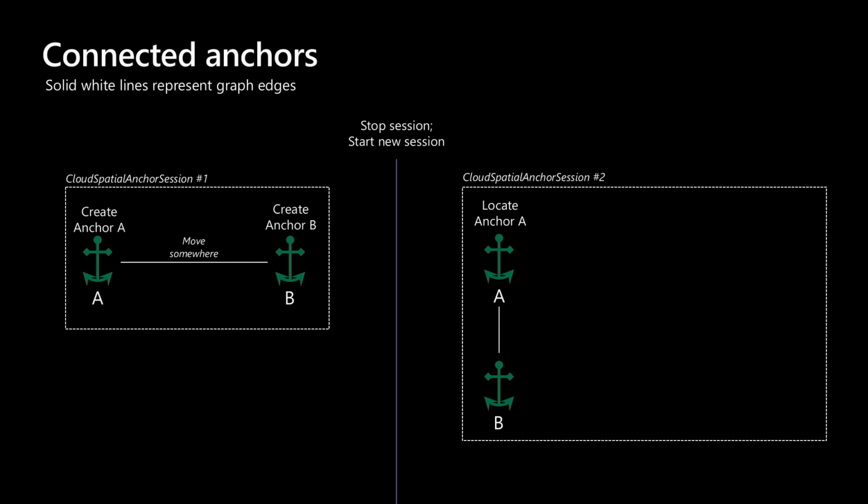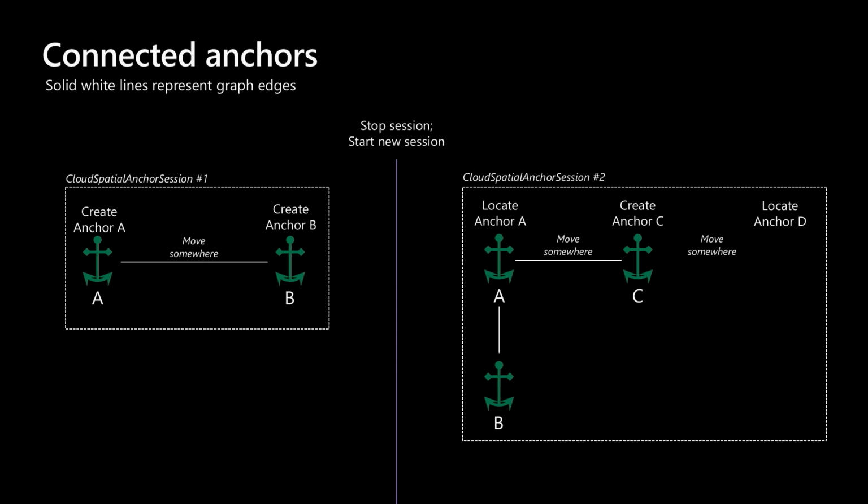If we then move somewhere and create anchor C, A and C will now be connected. They'll be connected because we knew the location of both of them in the real world in the same session. Now let's move somewhere else. So we walked over to that corner, and we locate anchor D. And anchor D is an anchor that we placed a month ago, and it hasn't interacted with anything since.